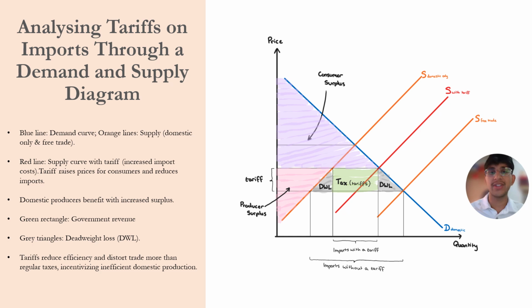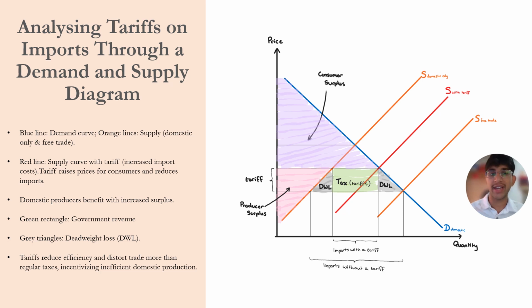Before the tariff, the equilibrium price is determined by the intersection of the demand curve and the free trade supply curve, leading to a higher quantity of imports. With the tariff, the supply curve shifts upwards, reflecting the additional cost of importing goods. This increases the price consumers pay and reduces the quantity of imports they buy. The domestic producer surplus increases since they can sell more.